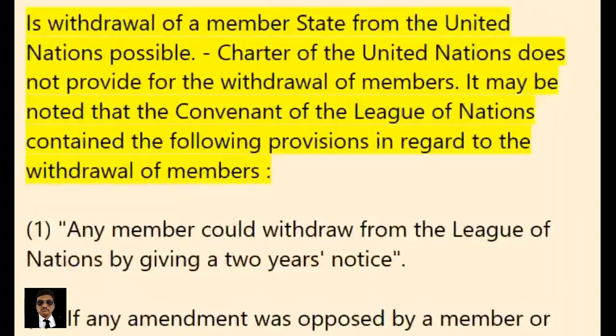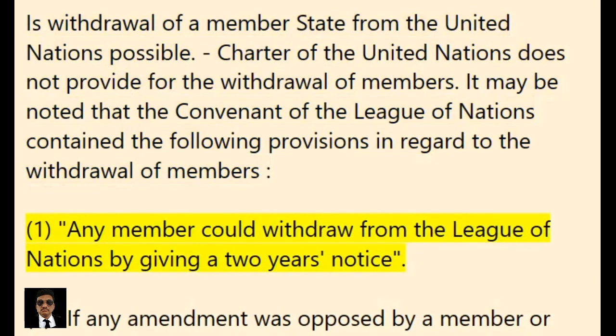Is withdrawal of a member state from the United Nations possible? The Charter of the United Nations does not provide for the withdrawal of members. It may be noted that the Covenant of the League of Nations contained the following provisions in regard to the withdrawal of members.